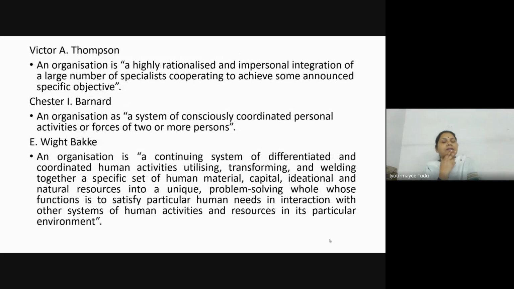Then these are some of the definitions of organization, how we can define an organization. Generally the most referred one, followed by scholars, is Chester Barnard's definition: an organization is a system of consciously coordinated personal activities or forces of two or more persons. So it is basically a collective activity, and this collective activity needs to be coordinated among the persons engaged in that organization. In Barnard's thinking, coordination continues to be the central principle of organization.